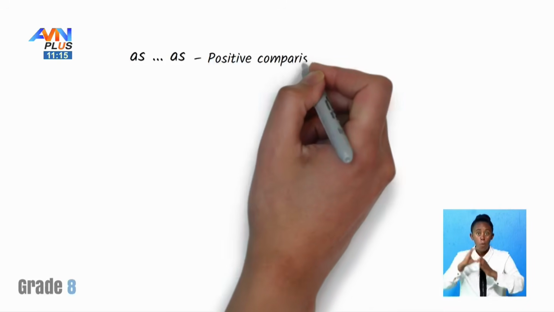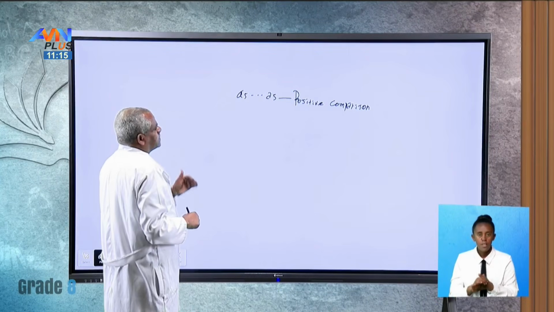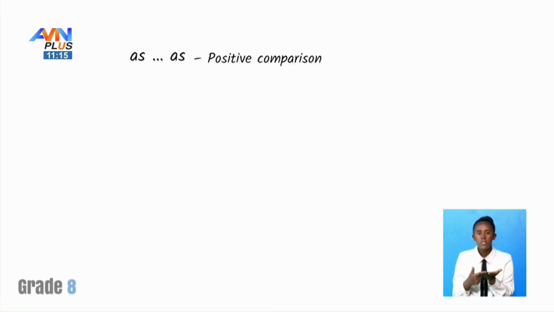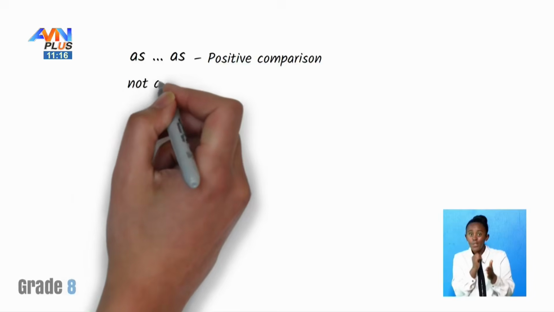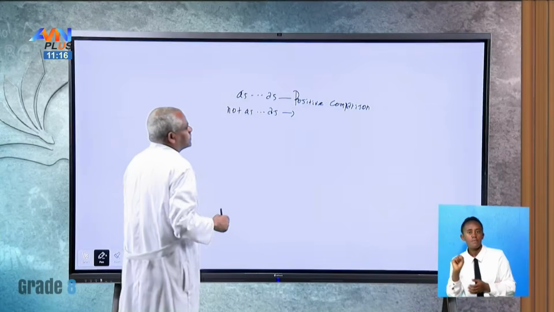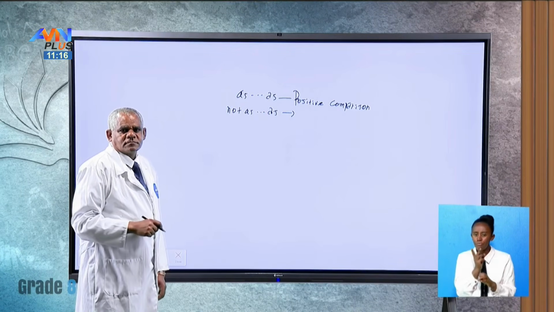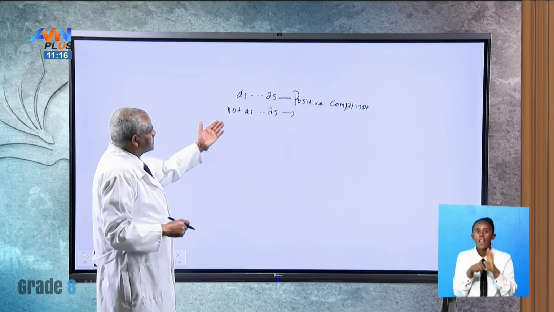Comparison. So in the case of a structure that is "not as", it is also possible. So in such a case, the comparison is negative, but there is a "not" here now.